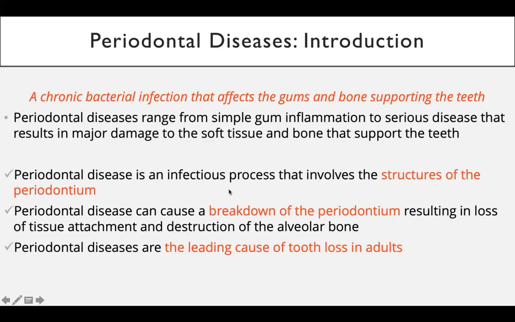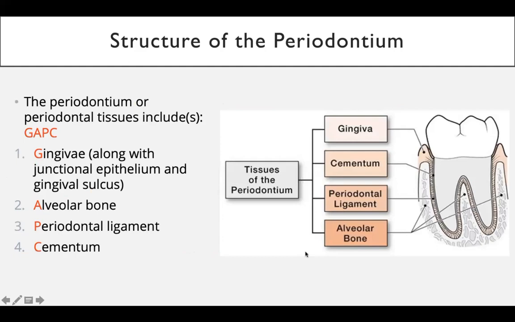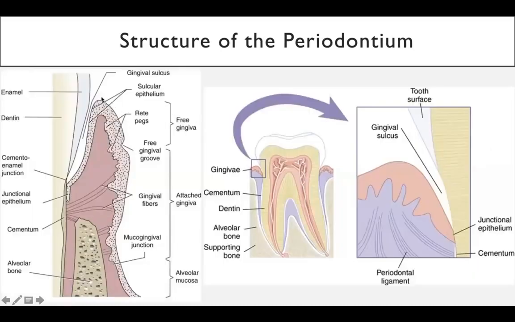It breaks down the structure of the periodontium and leads to tooth loss, which is one of the leading causes of tooth loss in adults all over the world. The structure of the periodontium, you already know: gingiva, alveolar bone, periodontal ligament, and cementum. This is another slide showing types of gingiva: free gingiva, attached gingiva, and alveolar mucosa. Then some junctions, such as the mucogingival junction, the cemento-enamel junction, and the gingival sulcus. This sulcus deepens down to make a pocket.